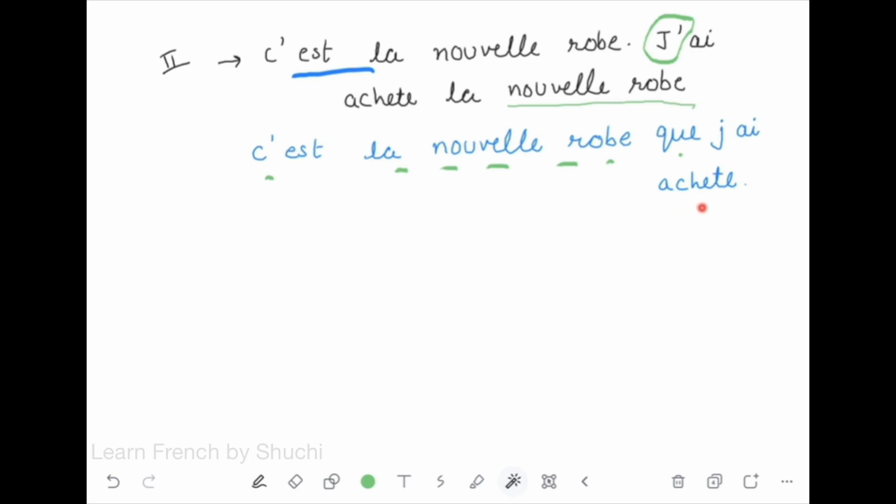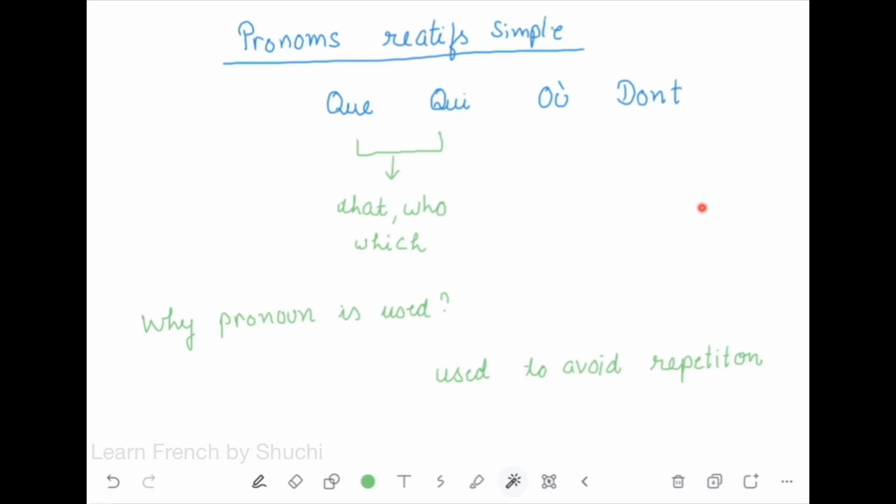So these are the two relative pronouns. And further, we will be discussing in the next video the use of dont and où.